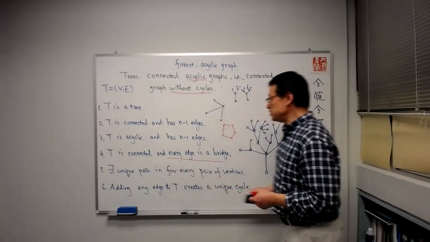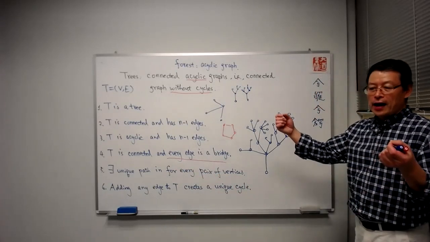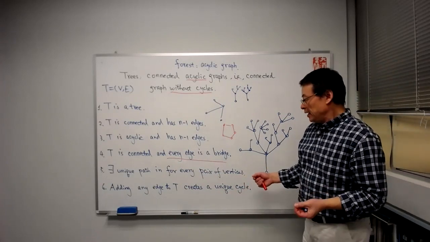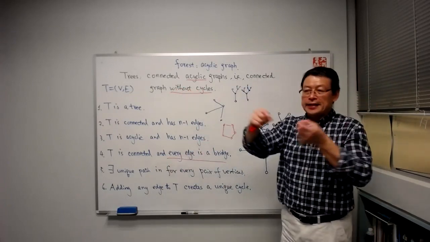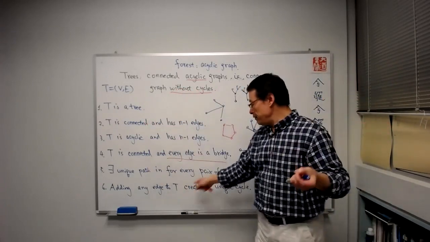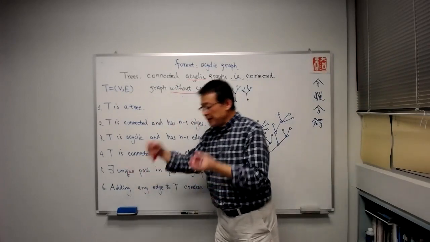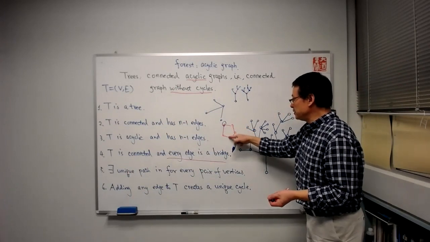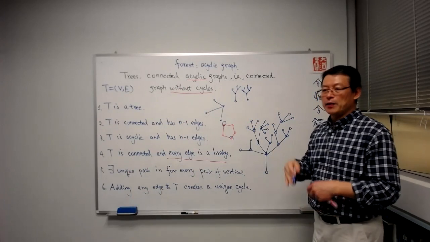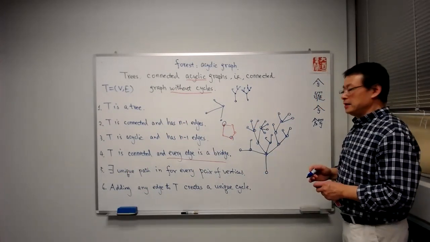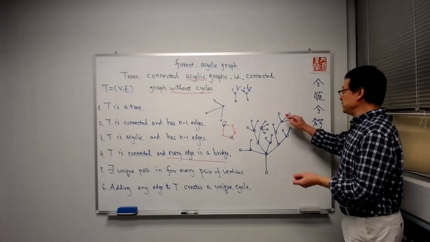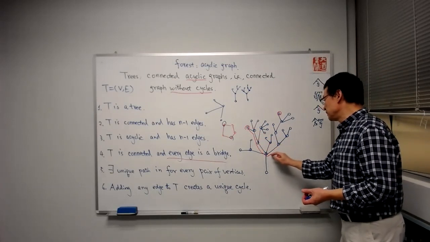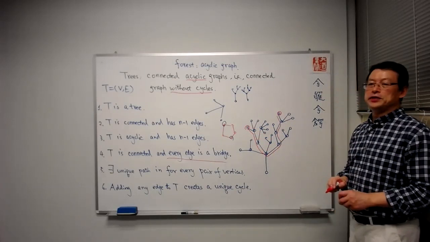And this condition says for any 2 vertices, there is always a unique path in the tree. Again, this one means no cycle. And if there is a path, it means the graph is connected. If there is a path for every pair, it means it's connected. But uniqueness, a unique path, means no cycle. If there's a cycle, then for these two vertices, I can have a path like this, and a path like this. I will have two paths. So for example, for this vertex and this vertex, we can find a unique path like this. They are all unique paths.